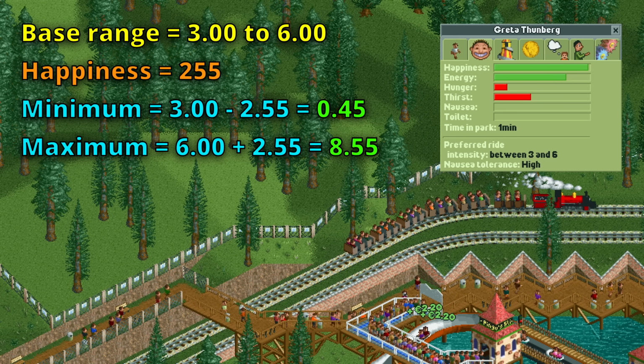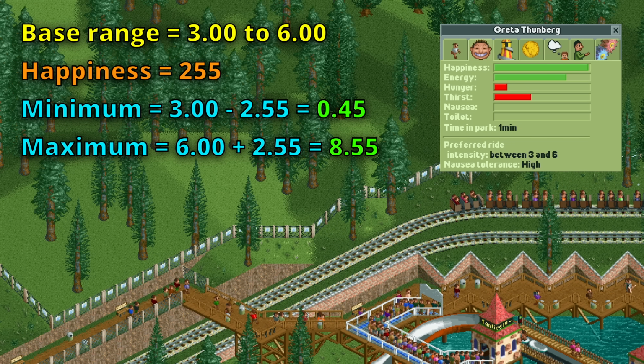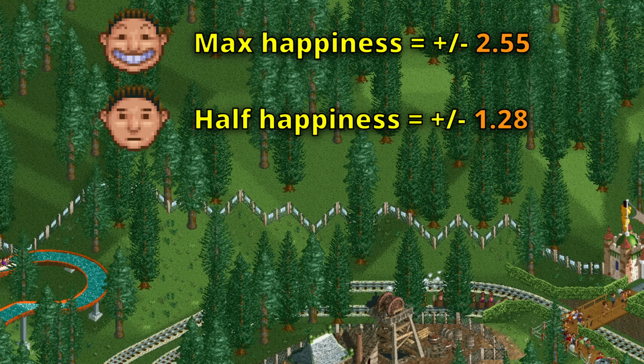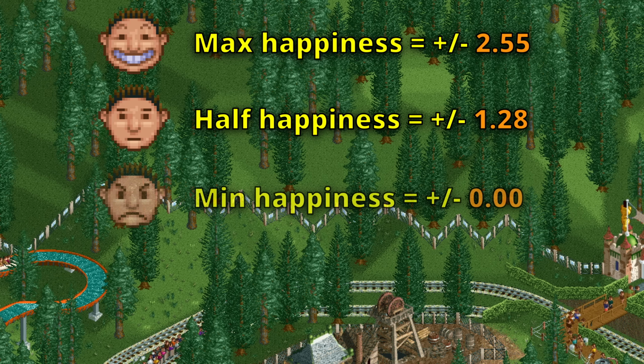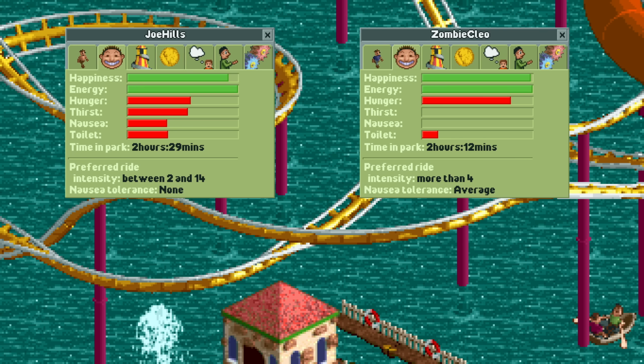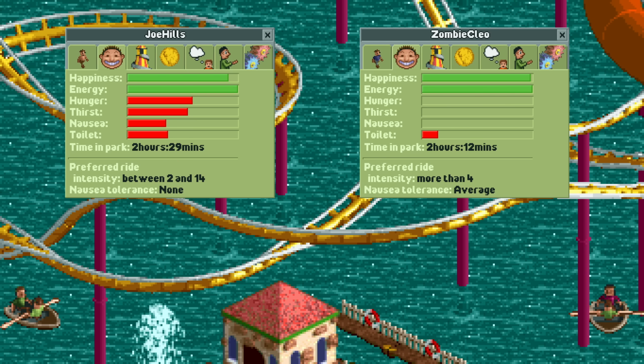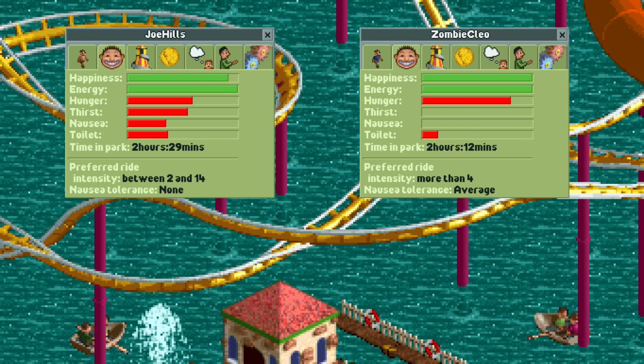The less happy your guests are, the smaller this extension. At half happiness, also known as the great neutrality, the minimum and maximum go down and up by 1.28 points, and if the guest is the most upset possible, it will not be extended at all as their happiness is 0.